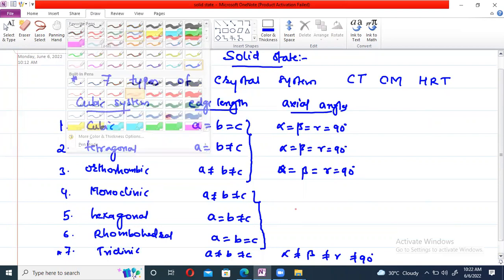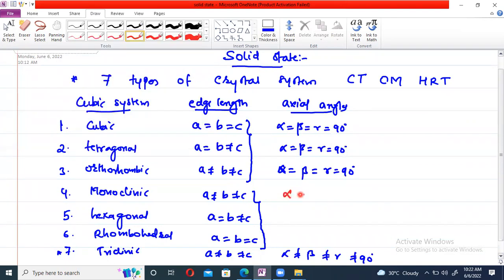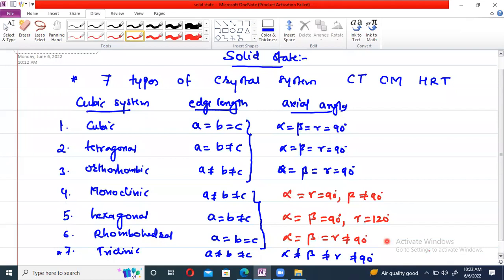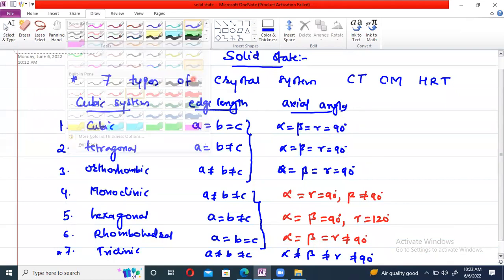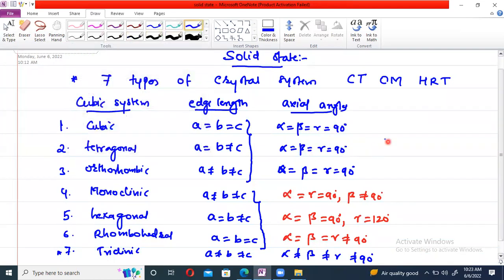I'll write them in red color. What is that? Alpha equal to gamma equal to 90, but beta is not equal to 90. In the other case, alpha equal to beta equal to 90, but gamma equal to 120. And in the last case, alpha equal to beta equal to gamma, which is not equal to 90. So these are the 3. So we wrote the edge lengths, the axial angles, and the crystal systems.